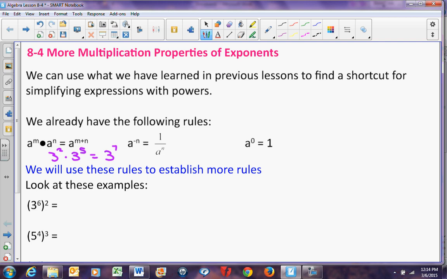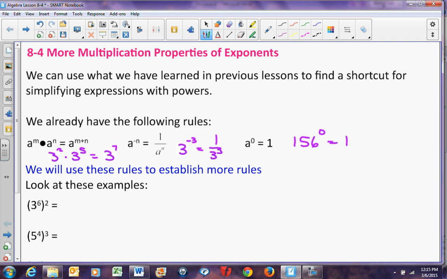Any number taken to a negative exponent is the same as saying 1 over that number to the positive exponent. So 3 to the negative third is the same thing as saying 1 over 3 to the positive third. And any number other than 0 taken to the 0 power is 1. So if I have 156 to the 0 power, it is still 1.